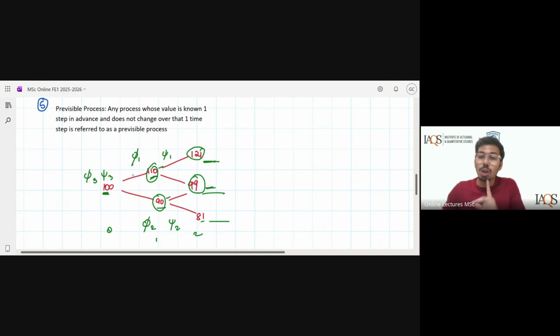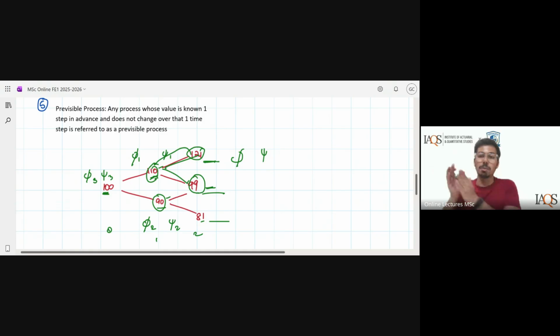Can I say over here what is happening? Any process whose value, that means over here the process is phi and psi, I know the values of phi and psi one time step in advance. And I know between time 1 and 2, the value of phi and psi is not changing. Why? Because may it be an up move, may it be a down move, my value of phi and psi stays constant, because that is how we derive the value of phi and psi. This is an example of a previsible process.